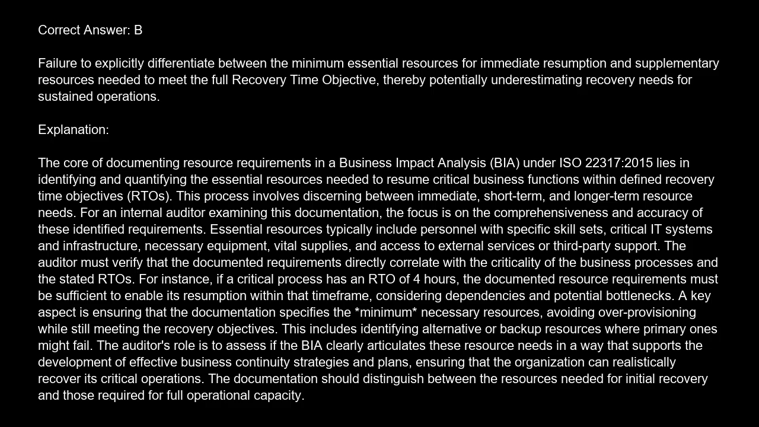For an internal auditor examining this documentation, the focus is on the comprehensiveness and accuracy of these identified requirements. Essential resources typically include personnel with specific skill sets, critical IT systems and infrastructure, necessary equipment, vital supplies, and access to external services or third-party support. The auditor must verify that the documented requirements directly correlate with the criticality of the business processes and the stated RTOs. For instance, if a critical process has an RTO of 4 hours, the documented resource requirements must be sufficient to enable its resumption within that time frame, considering dependencies and potential bottlenecks.